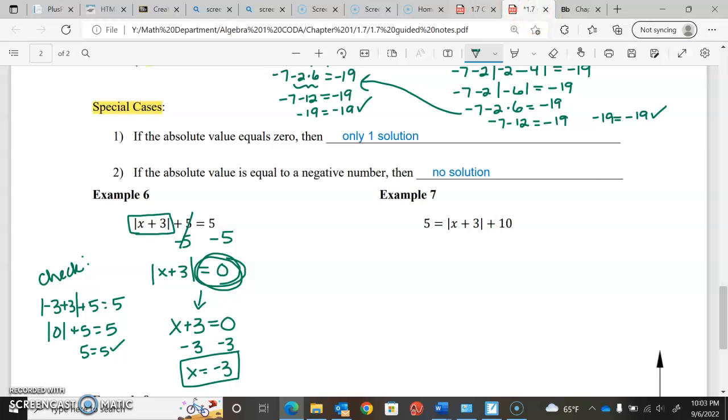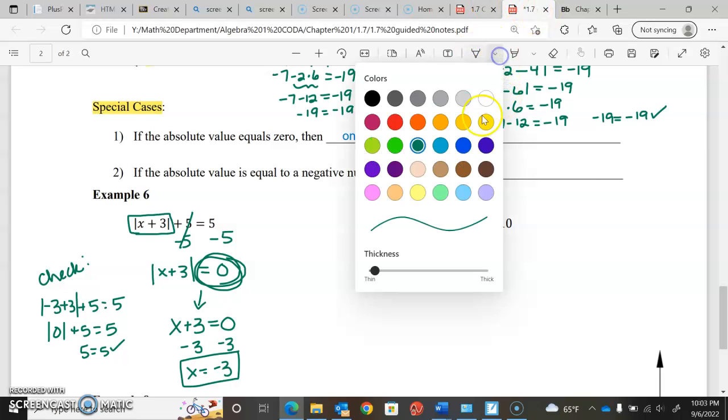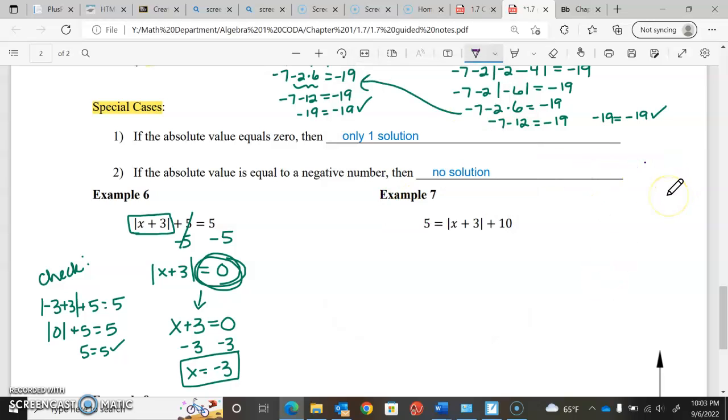All right. Now example 7. So we're going to see what it looks like when you have no solution. So we want to isolate the absolute value. We want to get the absolute value of x plus 3 by itself. So we have this plus 10 to get rid of, so we're going to subtract 10 from both sides. So we get 5 minus 10 equals -5 equals absolute value x plus 3.